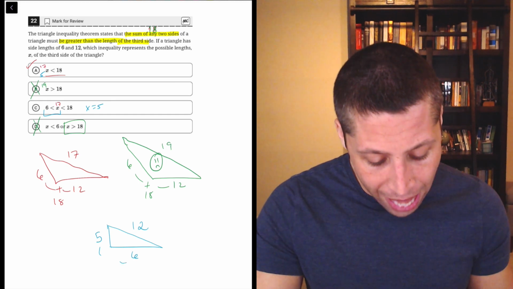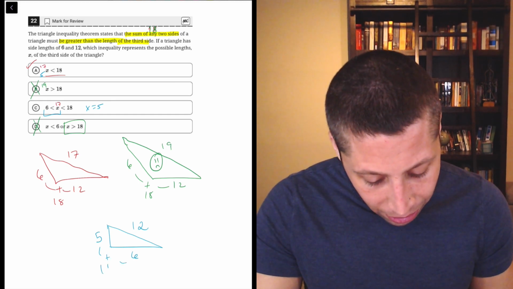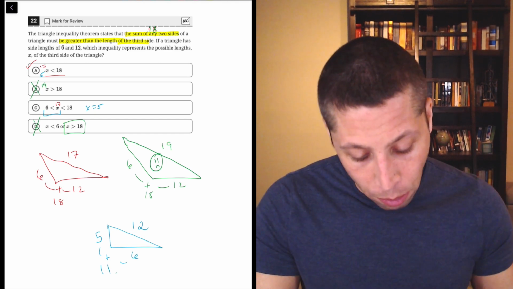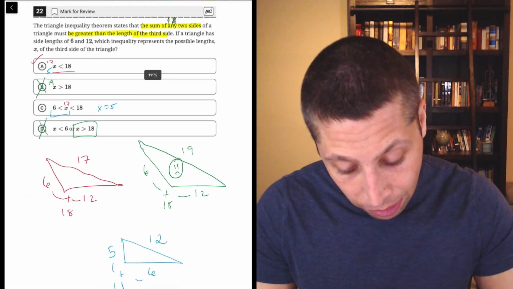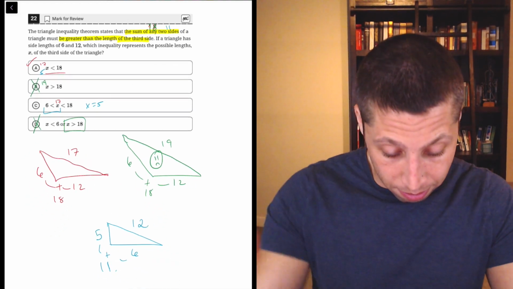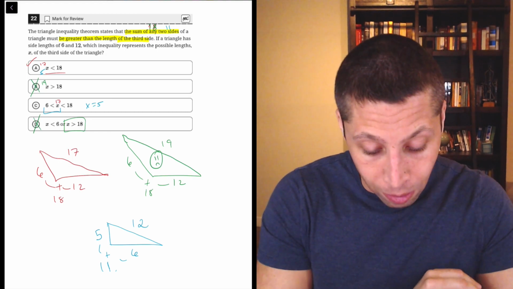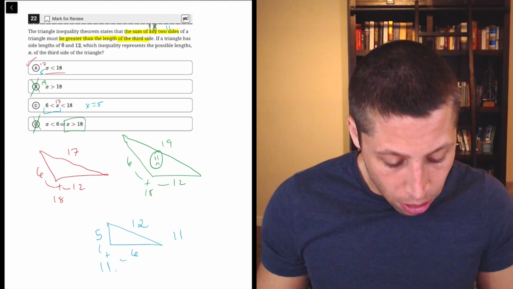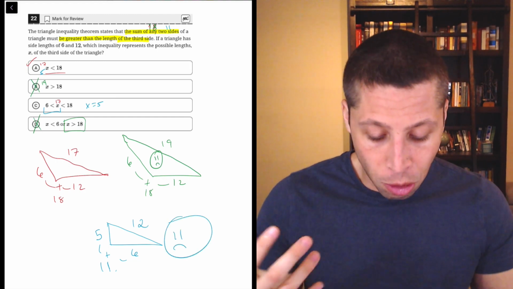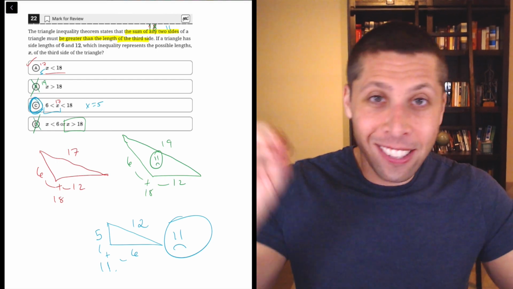I want to still add two sides and see what they give us. But 5 plus 6 is 11. So 11 is not greater than 12, right? We're comparing those sides. If we go back to this formula, 11 is this part. The sum of any two sides, that's 11, must be greater than the third side, which is 12, right? So is 11 greater than 12? No. This doesn't make sense. This is an impossible triangle. So because 5 doesn't work, C is the answer.